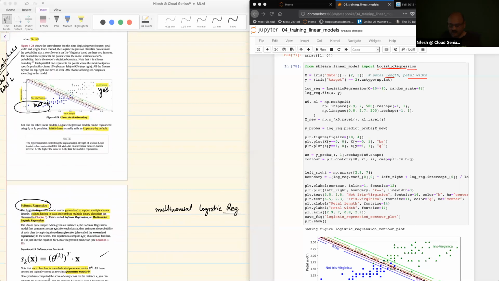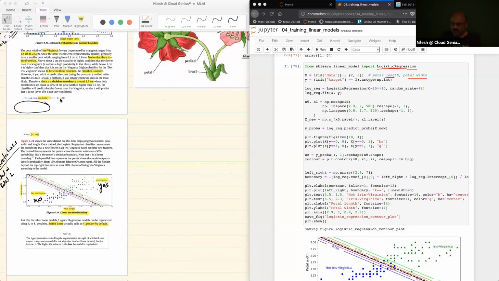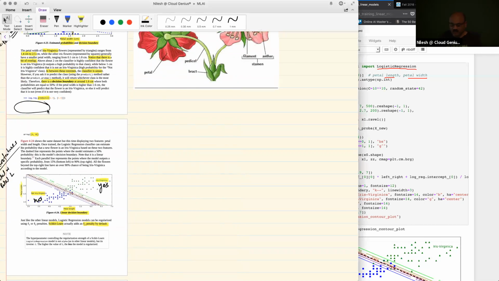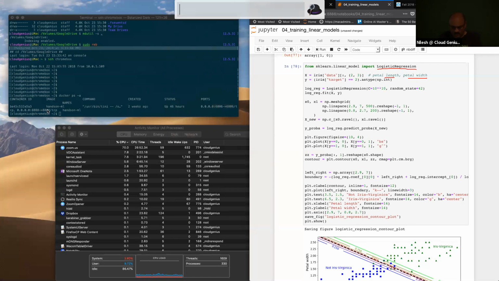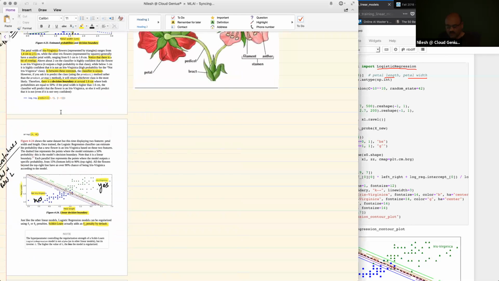This is what I hate about OneNote, is these black circles. They should disappear, but it doesn't disappear for some reason. And I need to quit OneNote to get it to work correctly. Okay, come on, OneNote, bring it back to me.